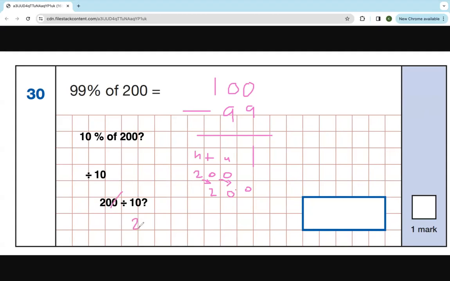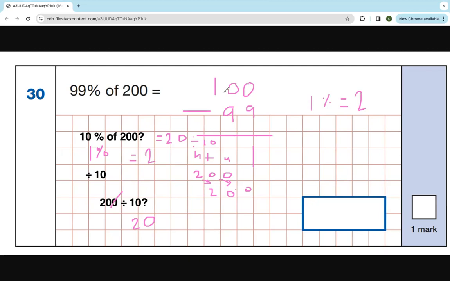But we can't do that without understanding what happens in this process. So 200 divided by 10 is 20. So that's 20. Sorry, that 20 is 10%. Now, if I want to find 1%, that's even 10 times less. So let me divide that by 10 again, and I'm going to get 2. So that means 1% equals 2.